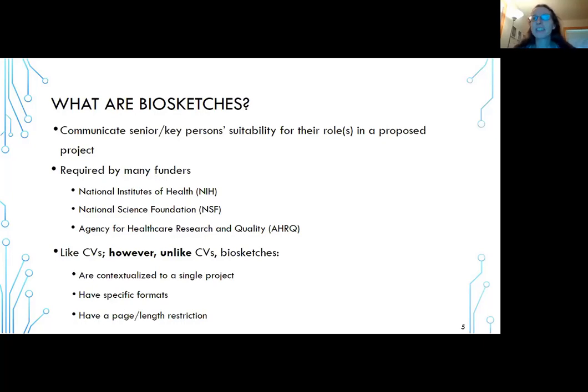A biosketch is CV-like, but it is not a CV. So you cannot just take your CV, put that into your grant proposal and call it a biosketch. That does not work. Instead, biosketches are specific to the grant proposal. So the content of the biosketch, particularly the free text sections, which we'll be talking more about in the next few slides, but these are the personal statement and the contributions of science, those need to be tailored to the specific funding opportunity. A good way to think about this is that the biosketch should be tailored to a grant, the same way you would tailor a cover letter or a letter of reference to a specific job. Biosketches also have specific formats, and they have a page and length restriction.